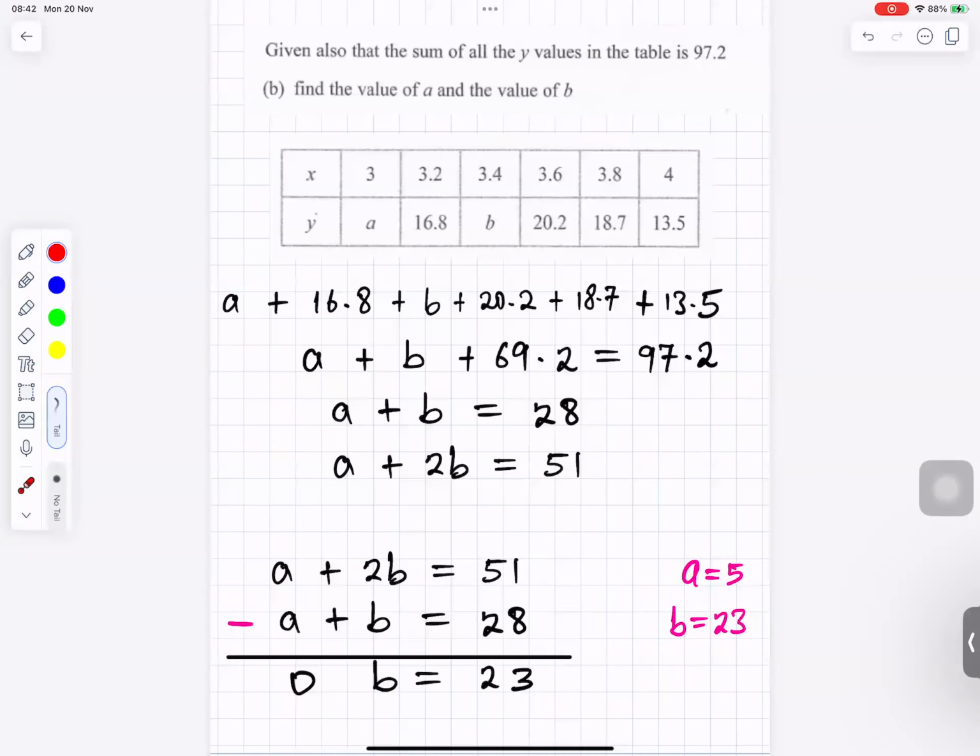For part B, they want us to find the value of A and the value of B. So we put that, add them all together: A plus 16.8 plus B plus 20 plus 18. And that gives you A plus B equals 28, because that total there is 97.2, that's where it comes from. Before, we had A plus 2B equals 51. So you've got simultaneous equations to solve. You can do it the way you did for GCSE or use your calculator. You get B is 23 and A is 5.